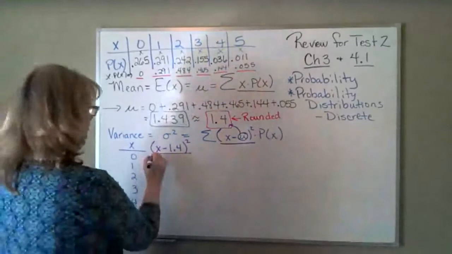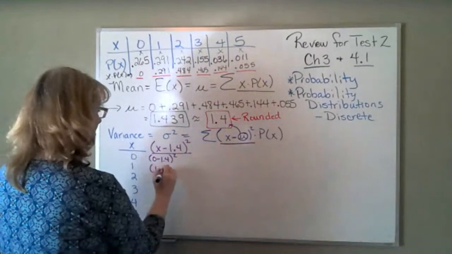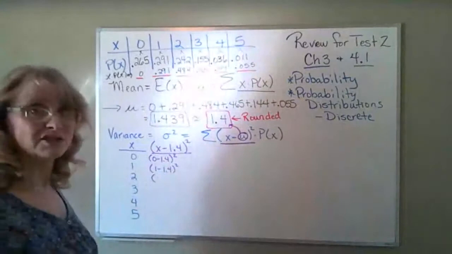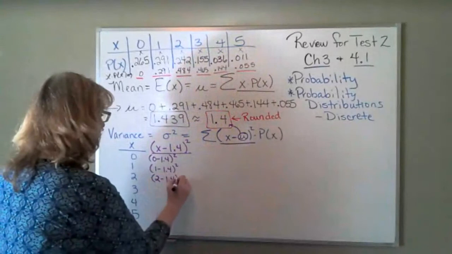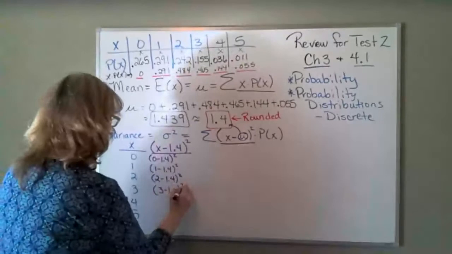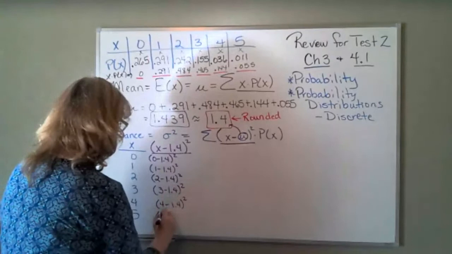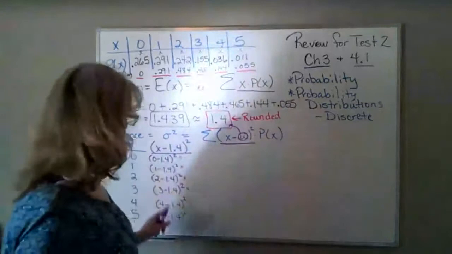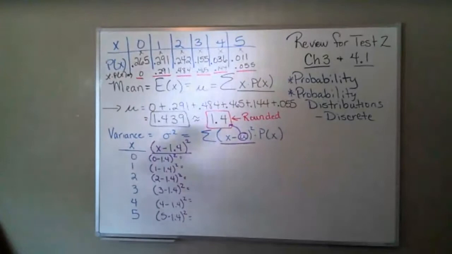So for this first one, for example, 0 minus 1.4 squared. 1 minus 1.4 squared. I know this is kind of a lot of calculations, but it's not hard calculations. It's just a lot of calculations. So try to keep that in mind and just be careful of what you're doing. So what I'm doing is computing x minus mu squared for each value of x. If you're doing yours, I'm going to give you a minute to get to this point.